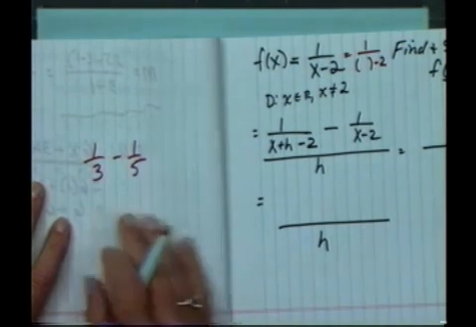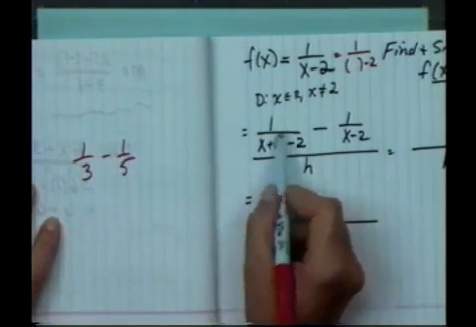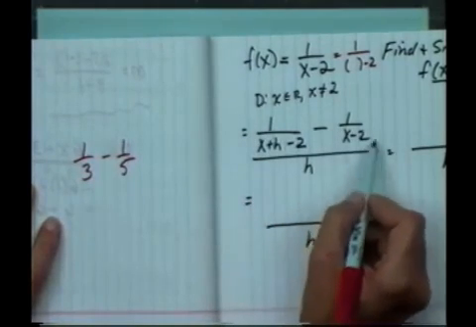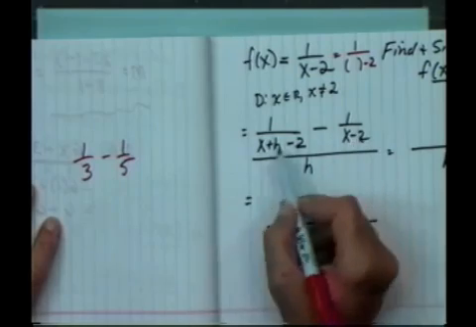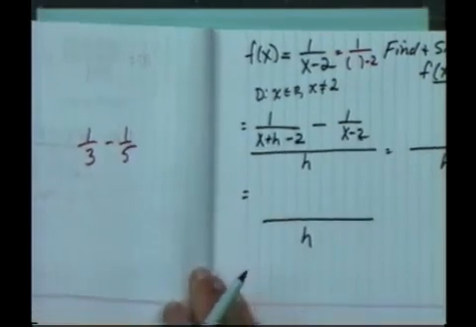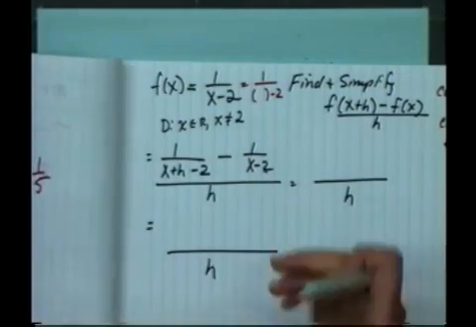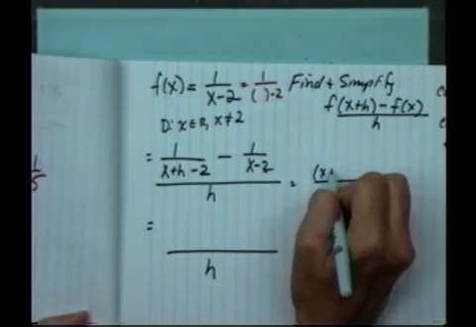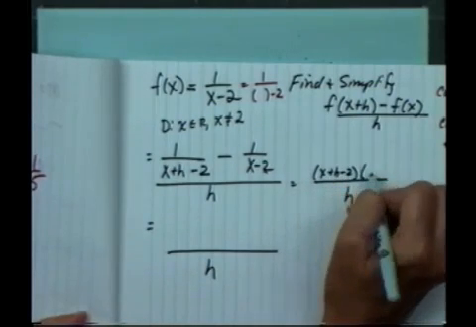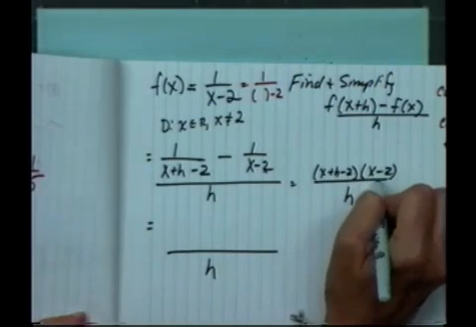X minus 2. All right, suppose your fraction was like a third minus a fifth. What's your common denominator here? 15, correct? Well, x plus h minus 2 is its own little number. X minus 2 is its own little number. What's my common denominator? It's both of these denominators, correct. So it's x plus h minus 2 times x minus 2.